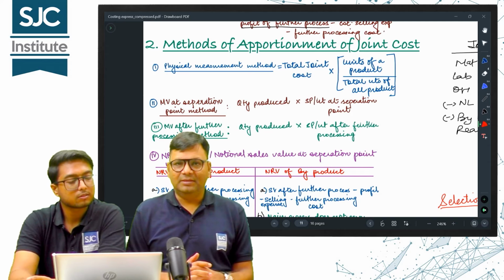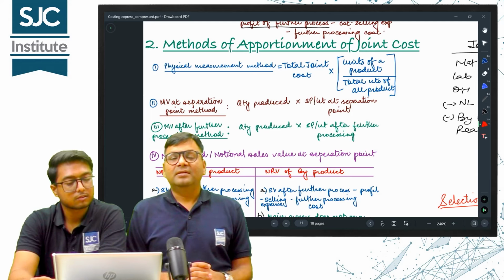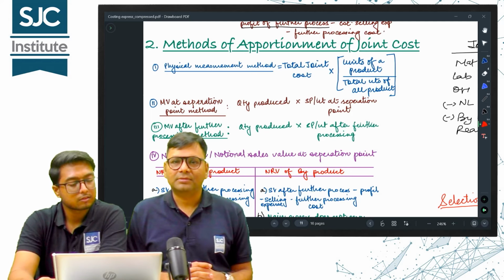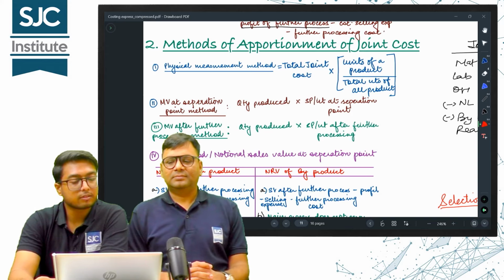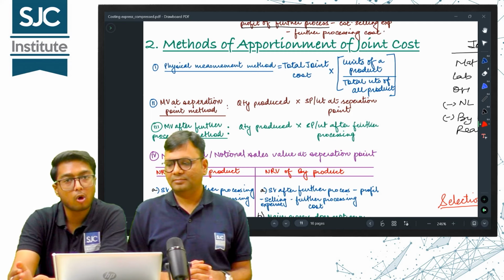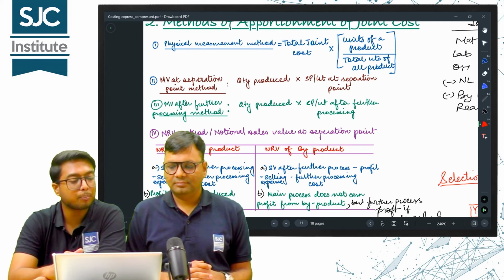There are several methods. Let's learn one by one. The first method is physical measurement method. It says you have to apportion the joint cost among the main products in the ratio of physical quantity produced of that product. The formula is total joint cost into units of a product divided by total units of all the products. The second method is market value at separation point method.